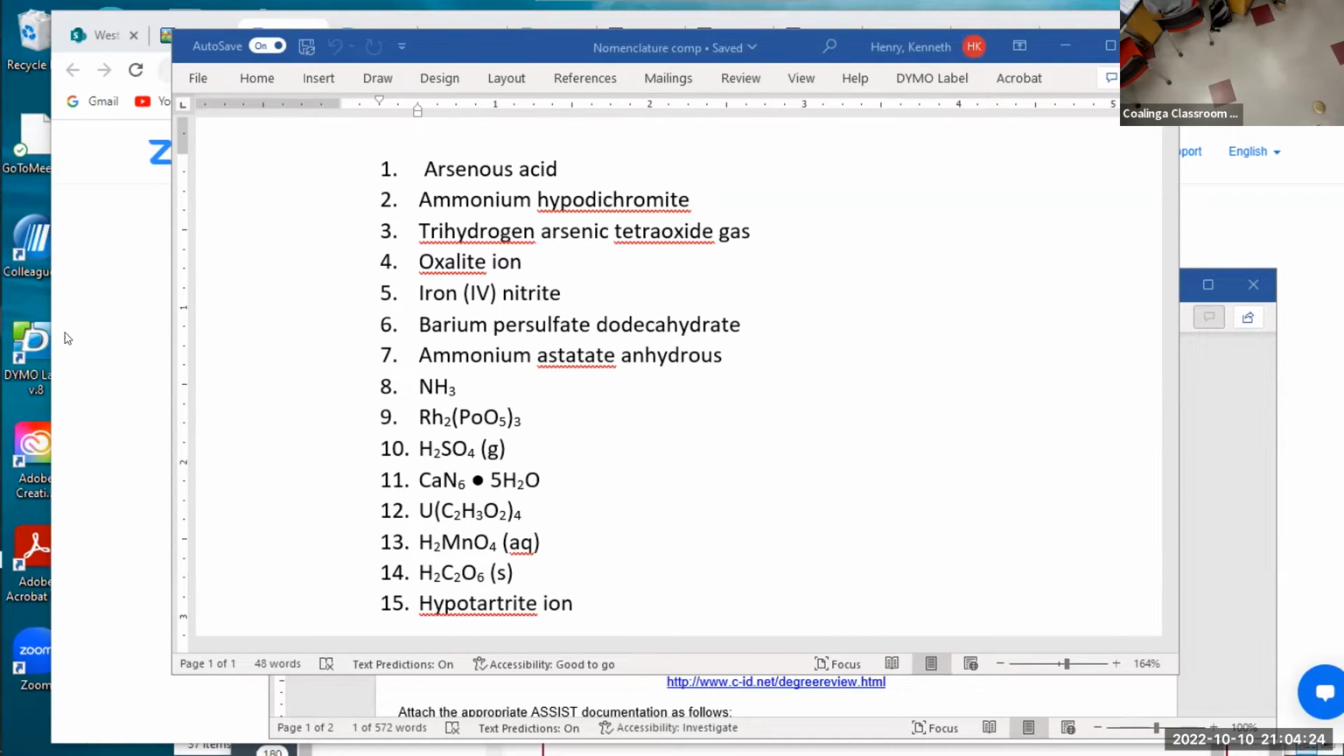Are they metals? No, they're all what? What family do they belong to? Non-metals. They're all non-metals. What is that rule about non-metals?